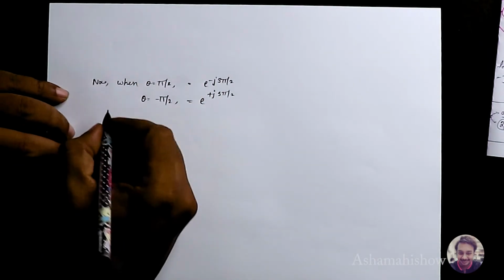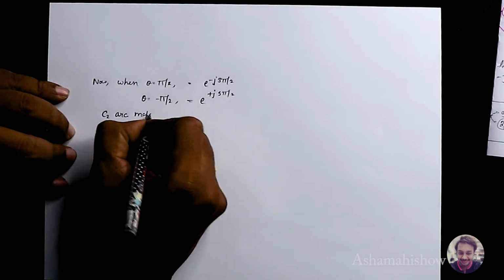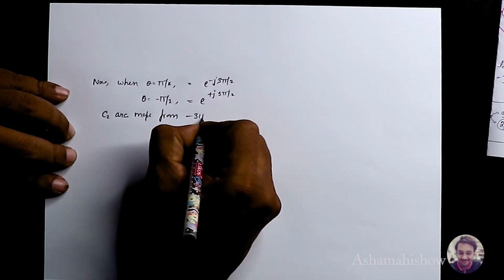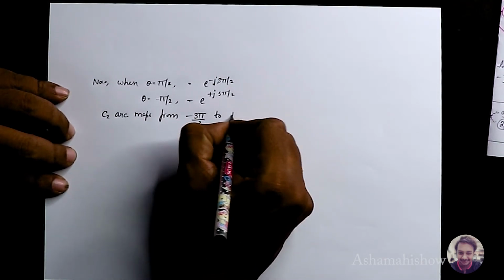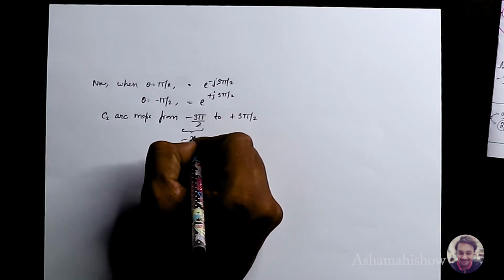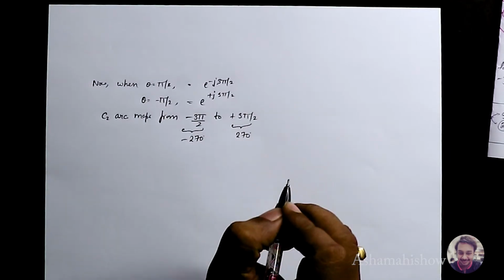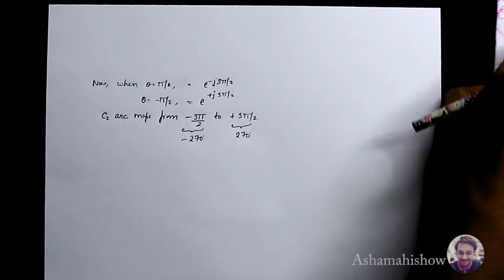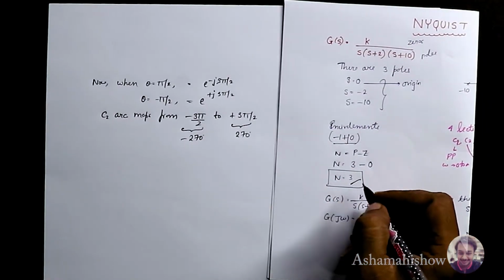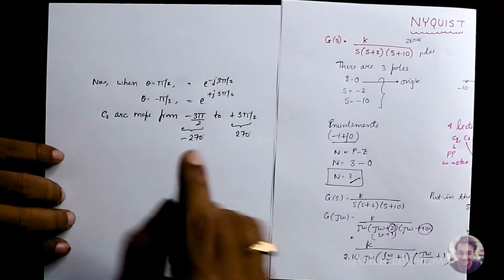Okay, now your C2 arc maps from minus 3 pi by 2 to plus 3 pi by 2. Your minus 3 pi by 2 is what? Your minus 270 degrees. Your plus 3 pi by 2 is 270 degrees. Now we already got in the previous thing, if you remember, n equal to p minus z, we got encirclements as 3.